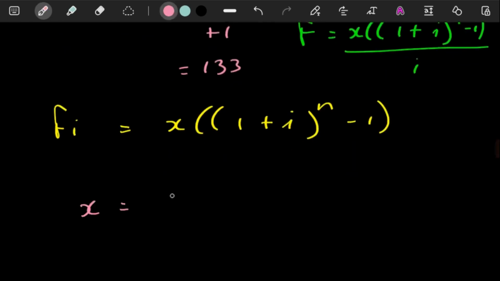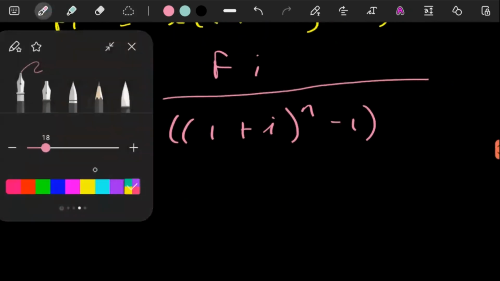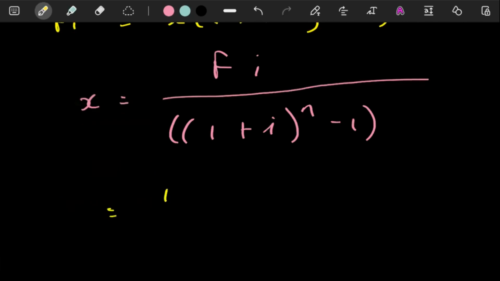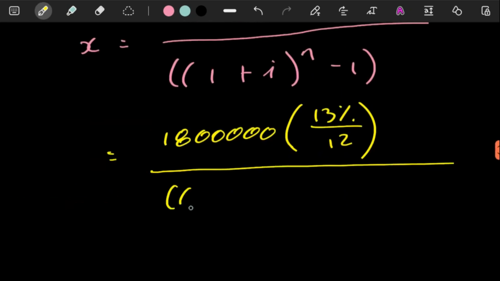So you're going to have x is equal to F times i, over the big bracket, 1 plus i to the power of n minus 1. I hope this does not confuse anyone, but all I did was write x in front and divide everything by the big bracket so that it looks normal. Our value of F is 1,800,000. Our value of i is 13% per annum compounded monthly, so it's going to be 13% over 12, since it's compounded monthly. And then 1 plus 13% over 12.